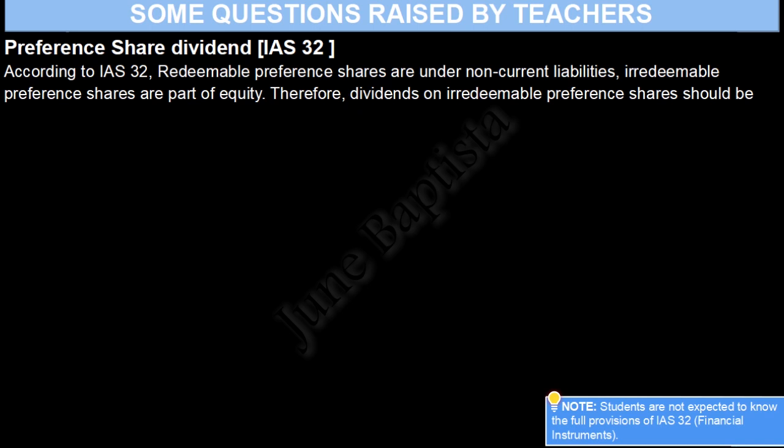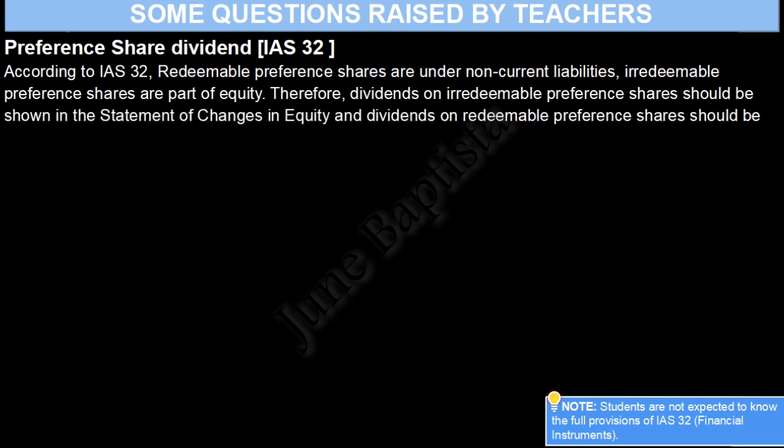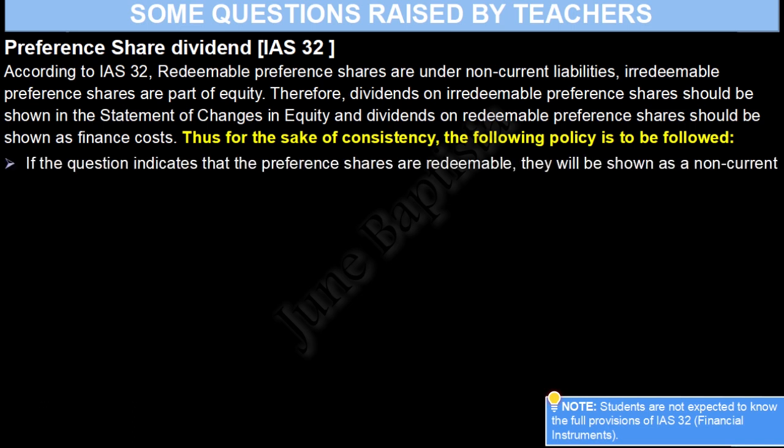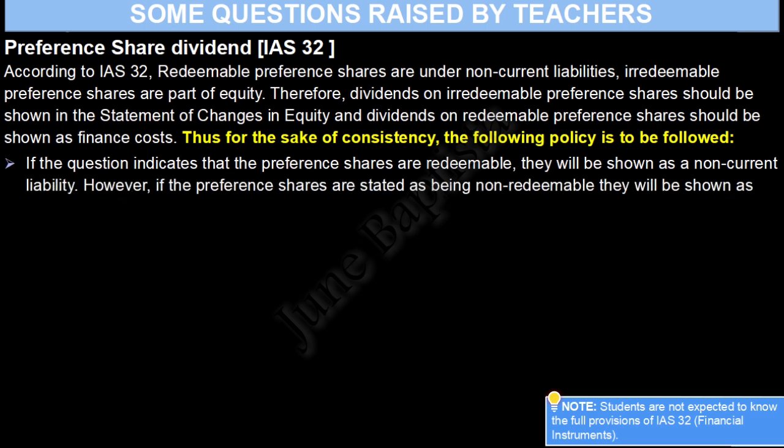Therefore, dividends on irredeemable preference shares should be shown in the statement of changes in equity, and dividends on redeemable preference shares should be shown as finance costs. Thus, for the sake of consistency, the following policy is to be followed. First, if the question indicates that the preference shares are redeemable, they will be shown as a non-current liability.